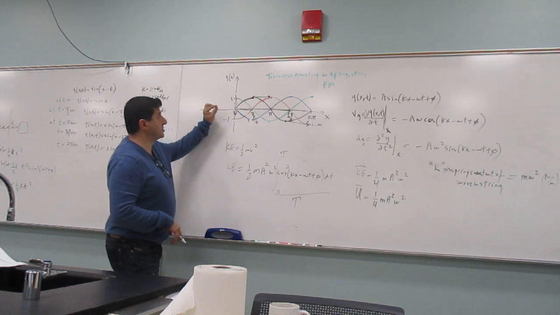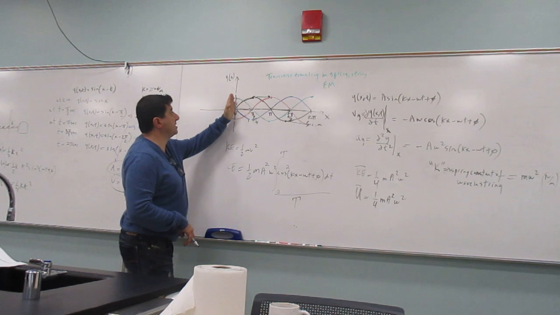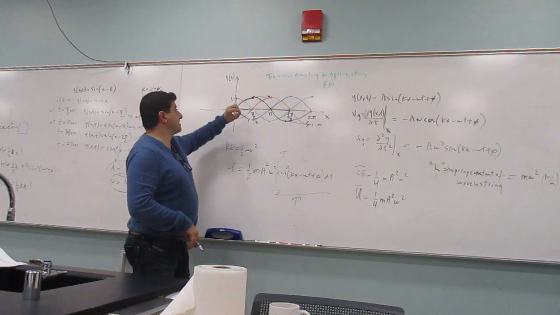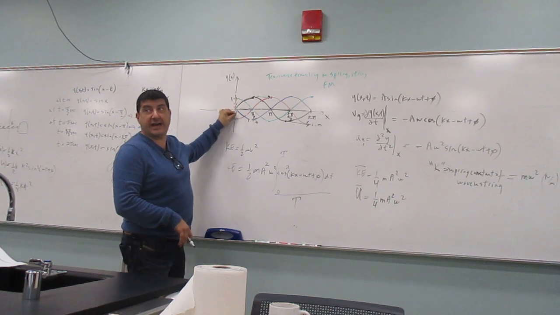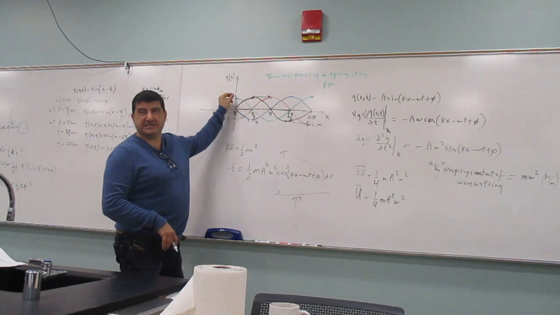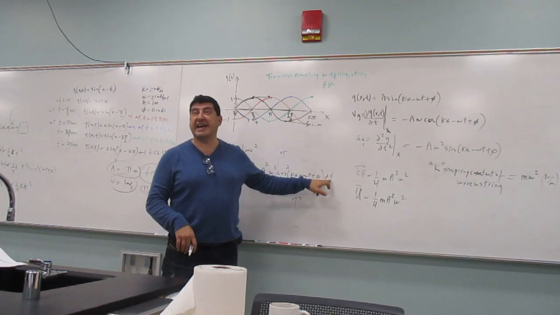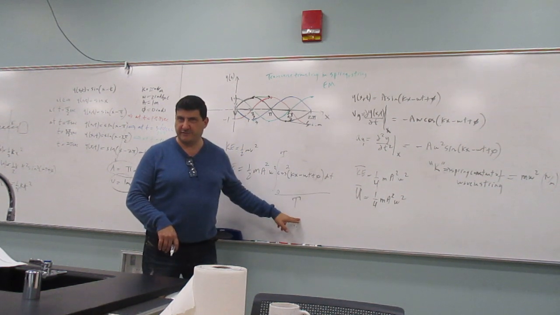For the string, we're more interested in the average kinetic energy that one wavelength of the wave carries, not the average kinetic energy that one element of the wave has as it's going up and down. So the integral we have to do is in terms of dx over the wavelength of the wave.